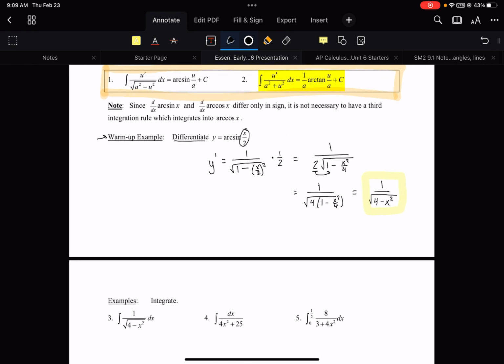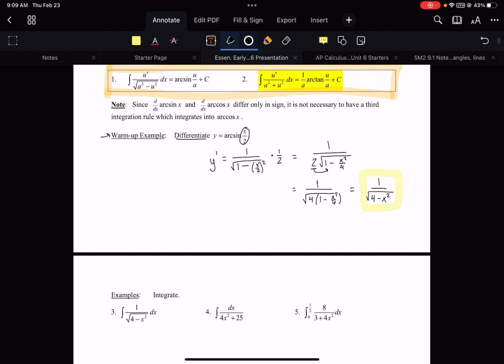doing number 3. So when we're looking at number 3, we are integrating 1 over the square root of 4 minus x squared. You'll notice that we already know what the integral of that is because it's the same as this problem we just did right here. So we're going to work through it using this method, and we should get arc sine of x over 2 if we do it correctly.